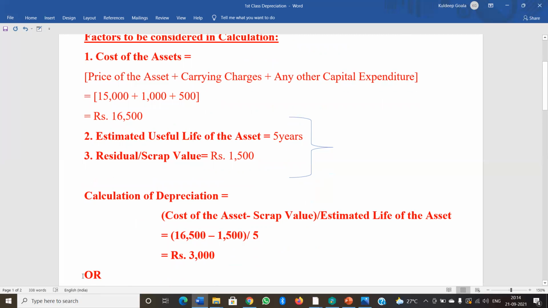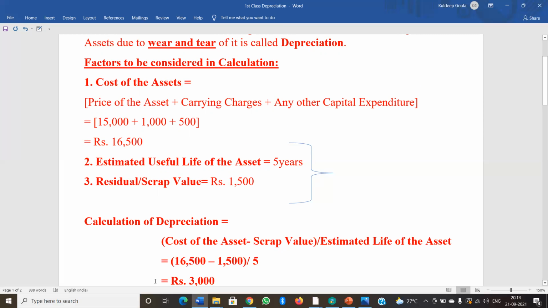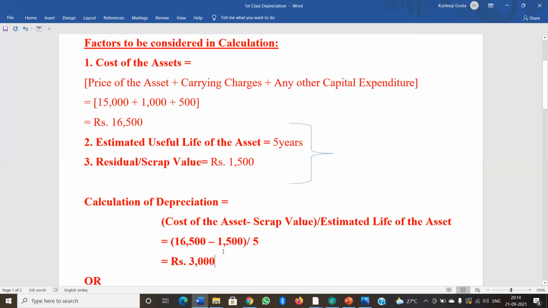How did it actually come? See, depreciation means the value of the asset you are losing every year. Losing every year means the value of the asset is getting depreciated, the value is going down. So how much is it decreasing every year?